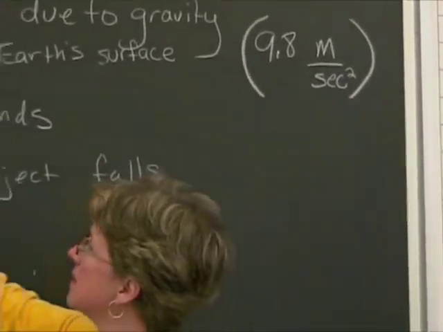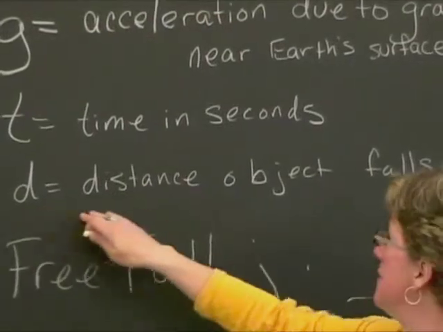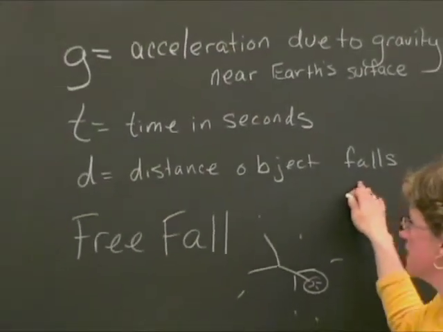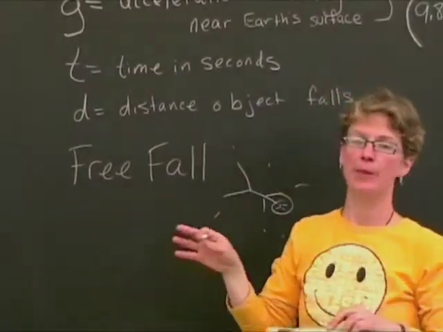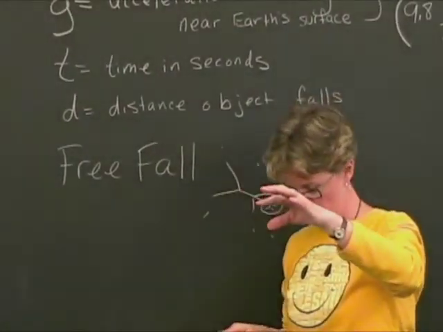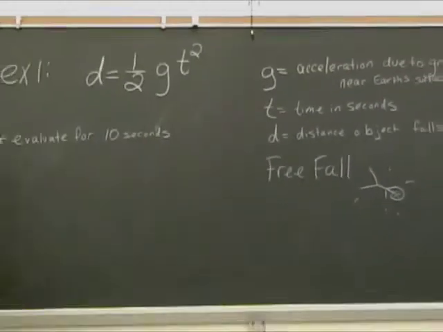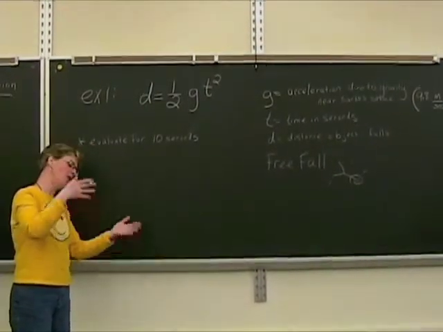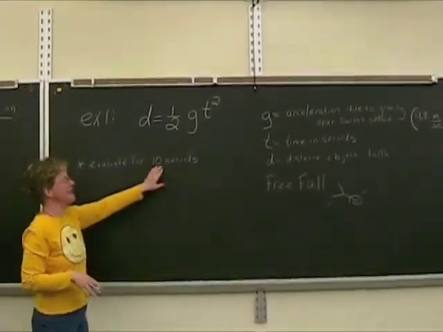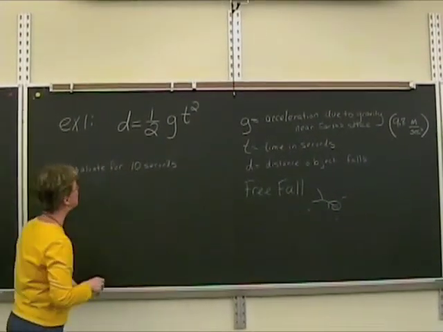The t is going to stand for time in seconds, and as we said, the d is the distance that the object falls. Now this is a free fall. This is not being impeded by any other forces. It's just free fall. So let's say we were dropping our object into an enormous pit, and it was going and going for 10 seconds. Let's see how far the object would fall.